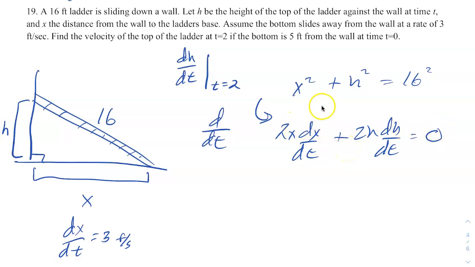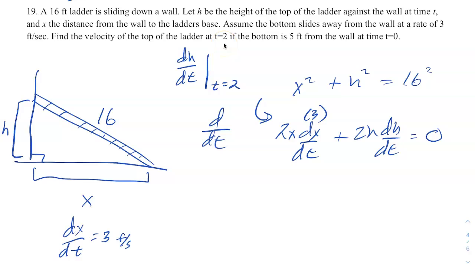So next we plug in what we have. dx/dt is 3, they told us. I want dh/dt and I need x and h, which I don't have. But what do they tell us? That time equals 2, if the bottom is 5 feet from the wall at time equals 0. The bottom of the ladder is 5 feet from the wall at time equals 0. How far is it at time equals 2?